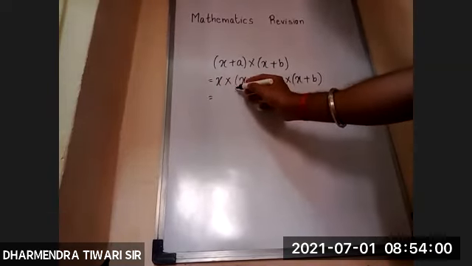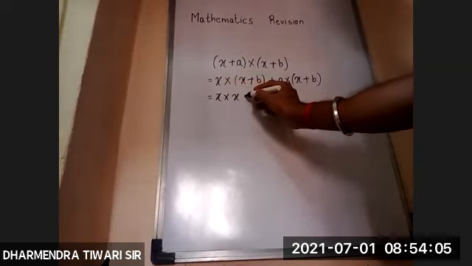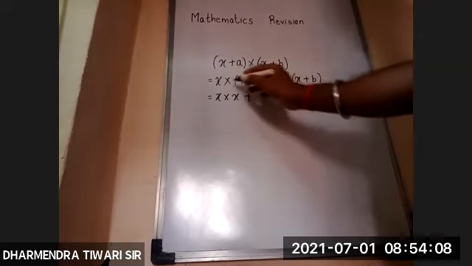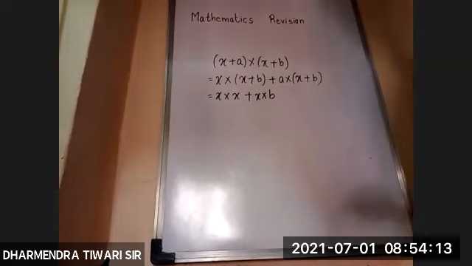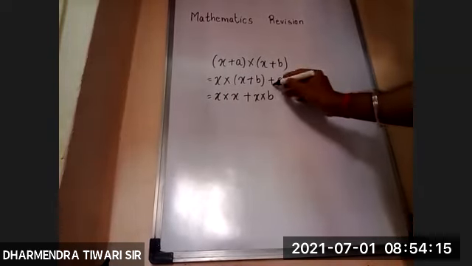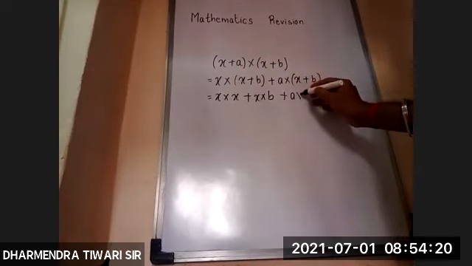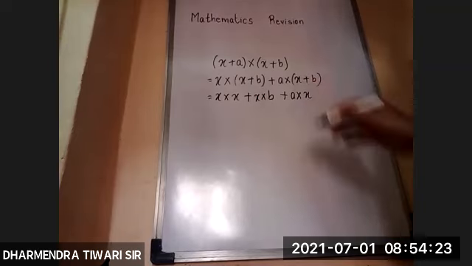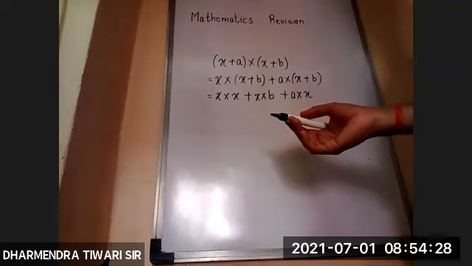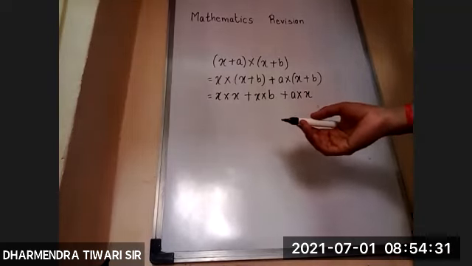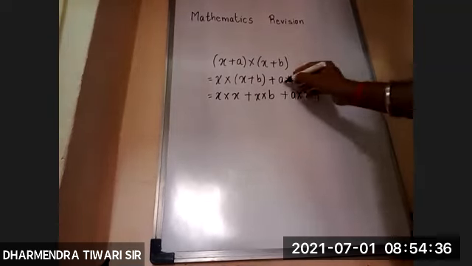just see how to open a bracket. x into x, plus sign in between. After that, x into b. Just keep this addition sign as it is. a into x, so you can say x into a, as we have done earlier. We know that multiplication of two numbers is commutative. Commutative in the sense a into b is same as b into a. Plus the sign a into b.